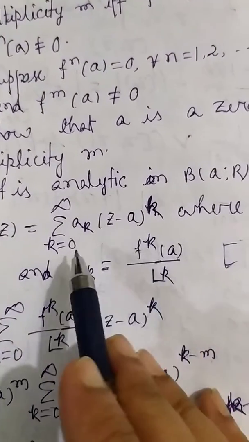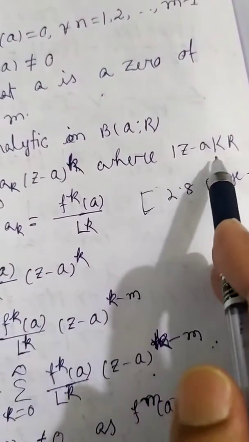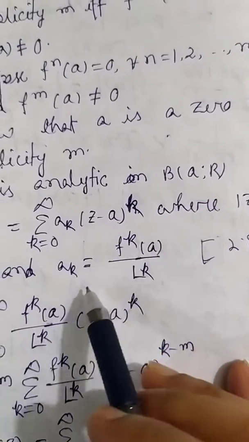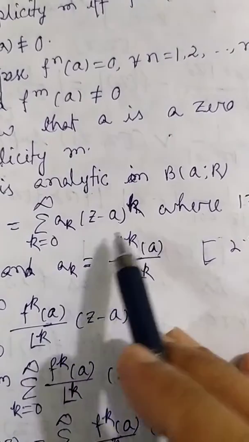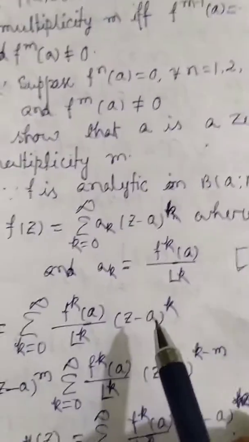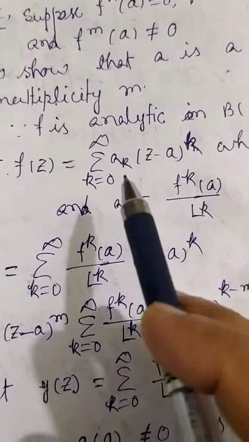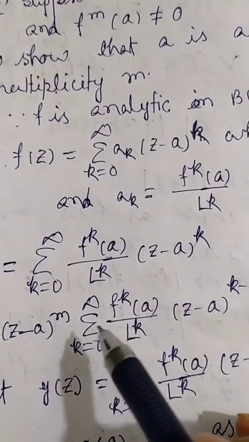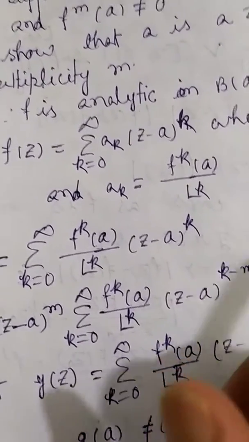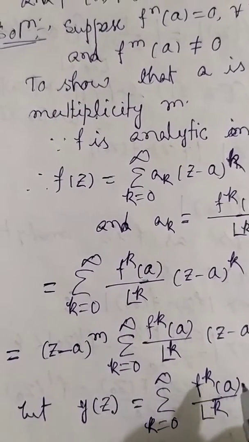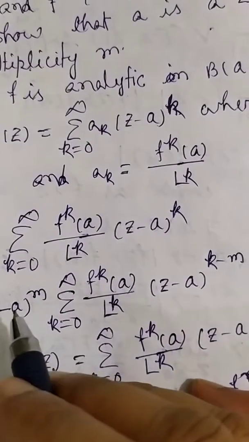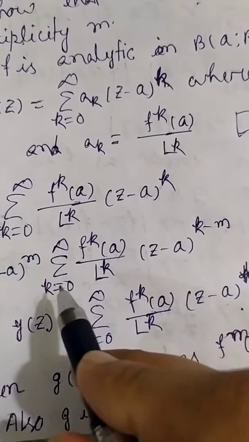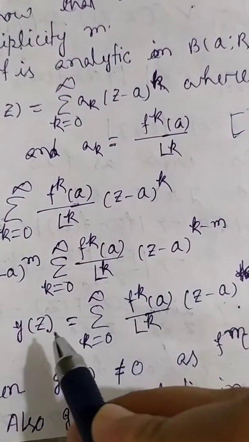So this is the power series representation of f, where mod of z minus a is less than r, that is on this open ball, where a_k is equal to this. So substitute the value of a_k. Now take the (z minus a) to the power m term out from here. Then this will be (z minus a) to the power k minus m. Now this part, if I consider this part, this is equal to g(z).